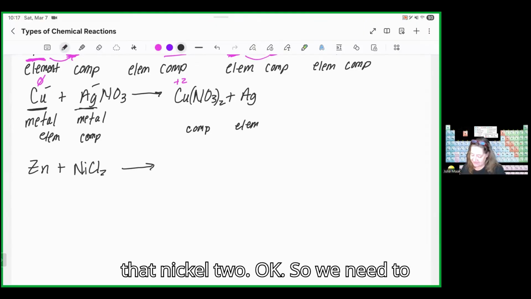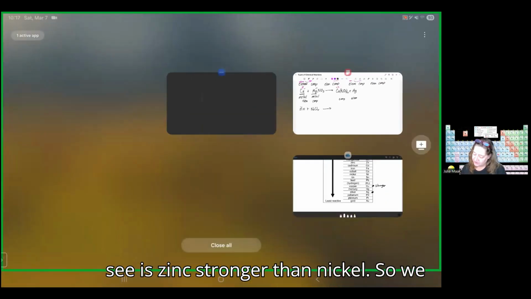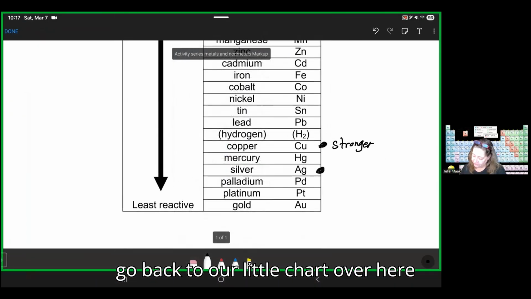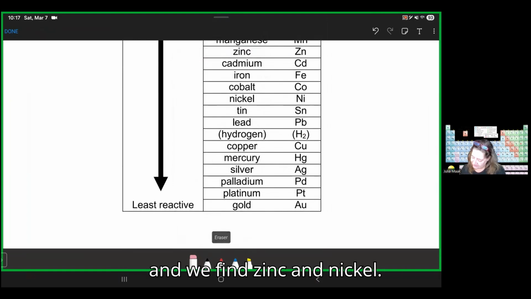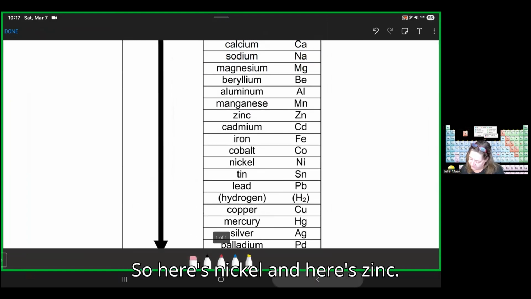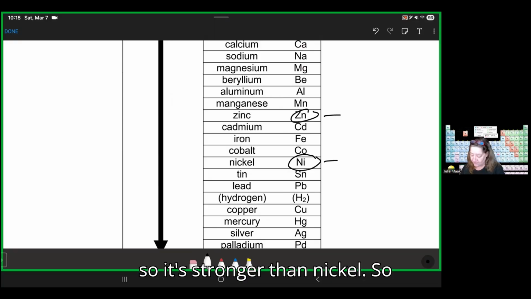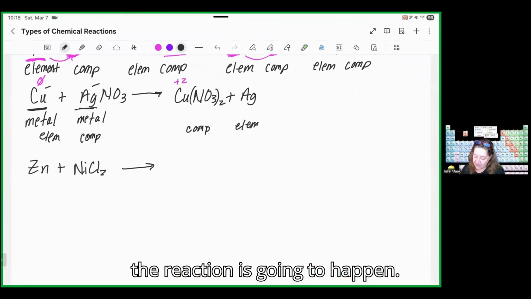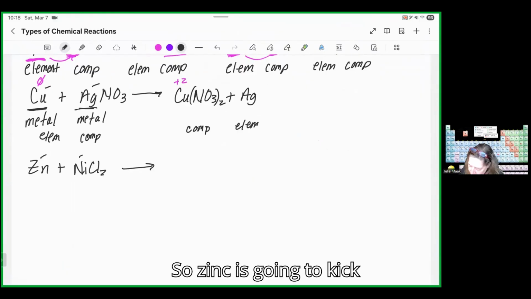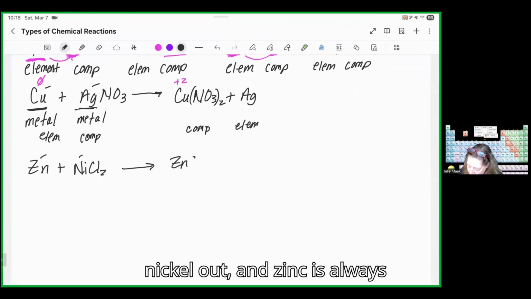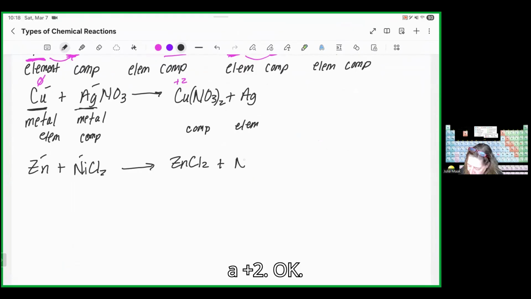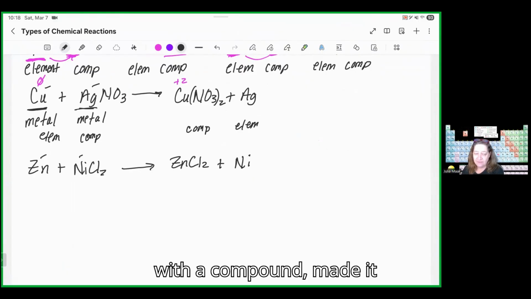Okay, so we need to see, is zinc stronger than nickel? So we go back to our little chart over here. Okay, and we find zinc and nickel. So here's nickel and here's zinc. Zinc is definitely higher than nickel, so he's stronger than nickel. So the reaction is going to happen. So zinc is going to kick nickel out, and zinc is always a +2. Okay. So I had an element with a compound, made a different compound and a different element.